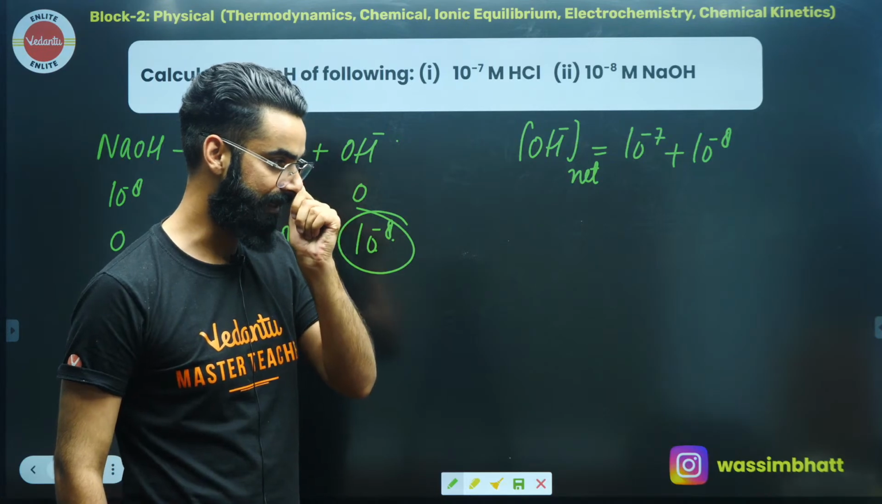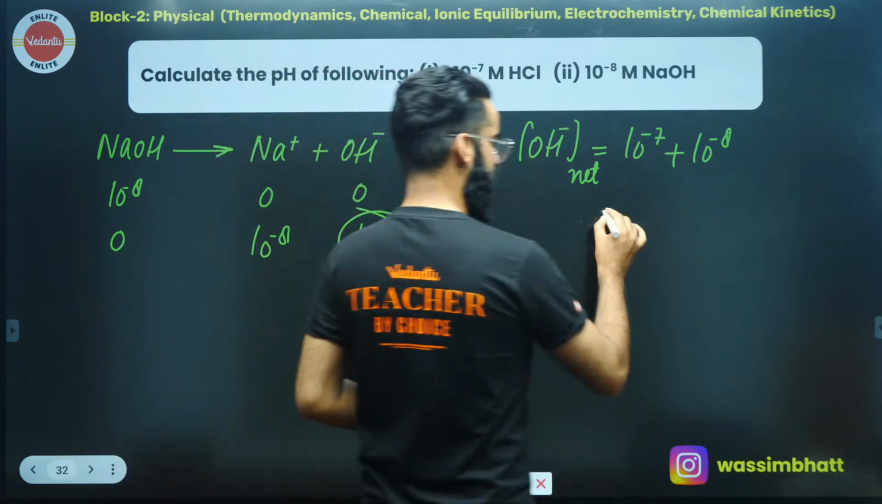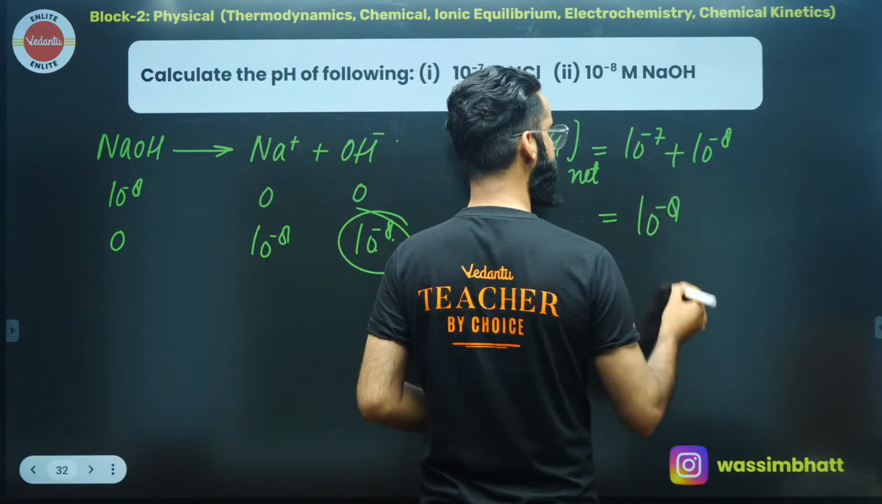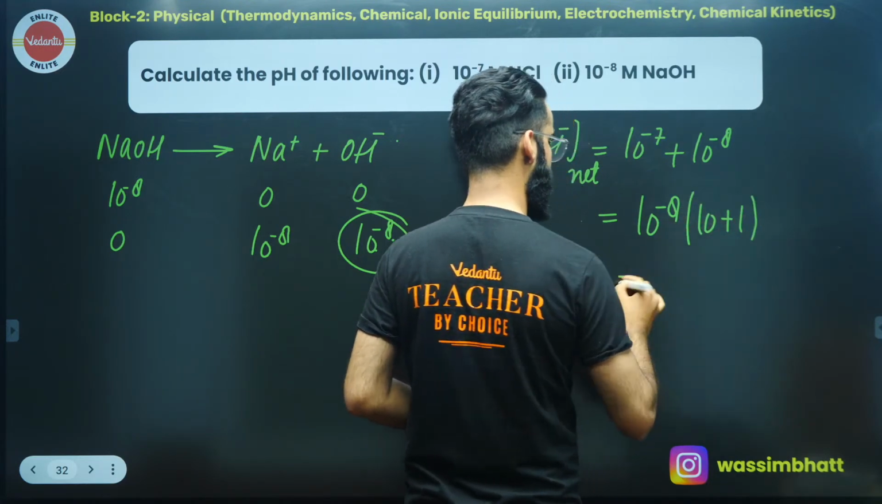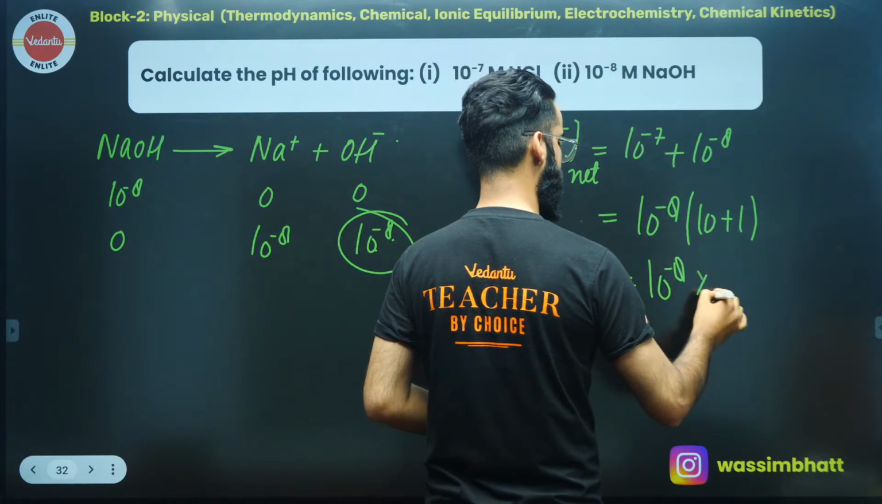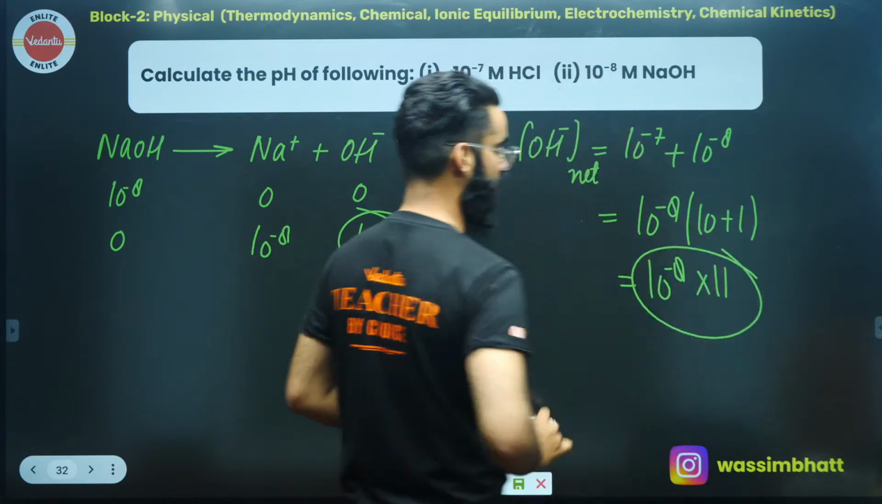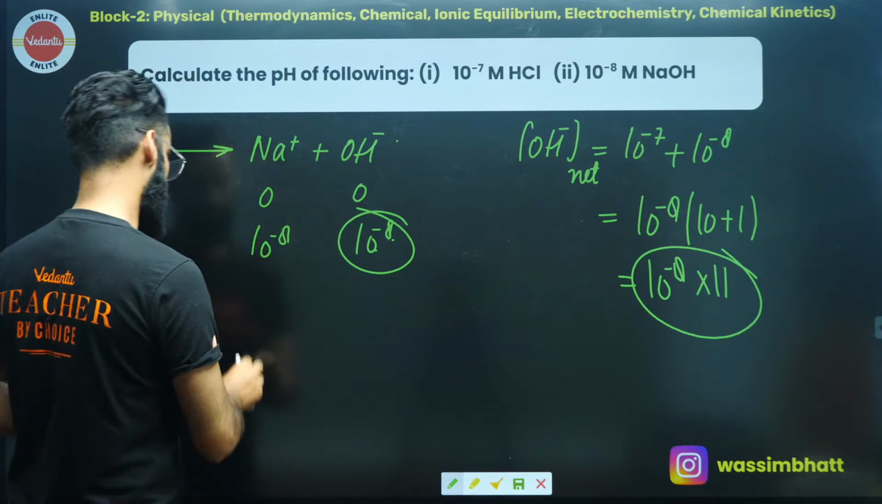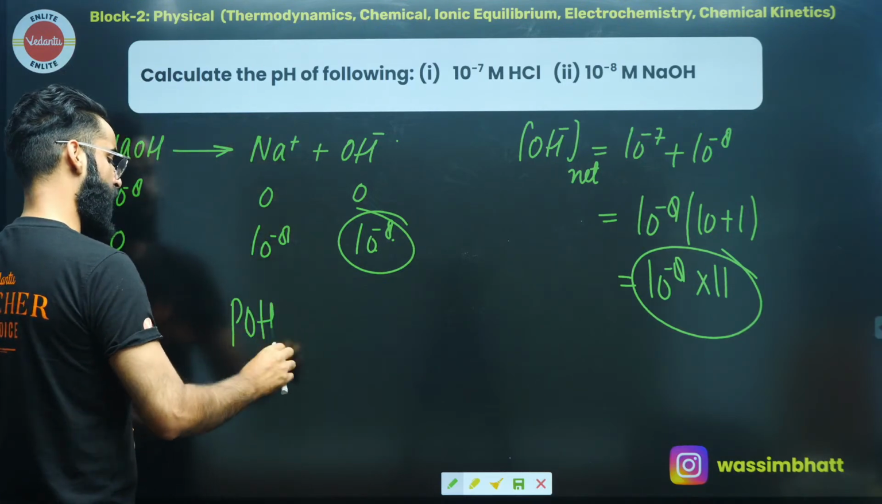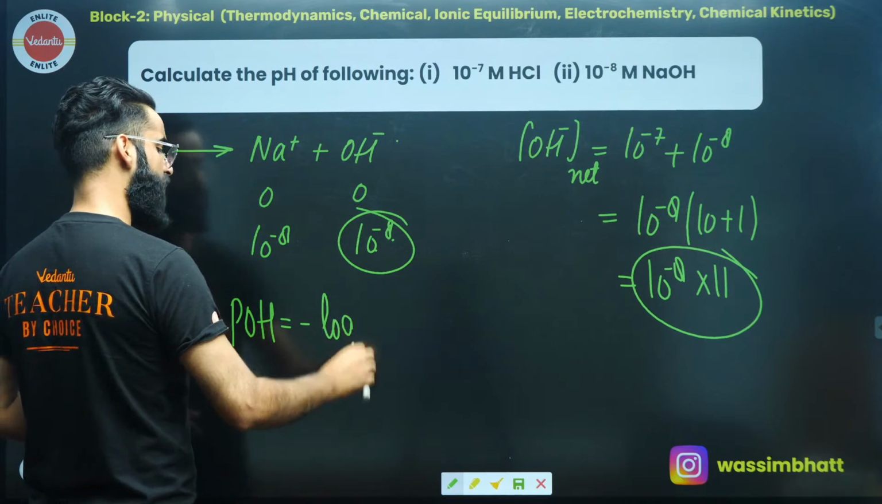Perfect, I'm sure till here it's clear. Now, if you take 10 raised power minus 8 as common, it's going to be 10 plus 1, that means the value comes out to be 10 raised power minus 8 into 11, right? This is the net OH negative ion concentration. If this is the net OH negative ion concentration, just do one thing: calculate the pOH of the solution. pOH is minus log of OH negative.